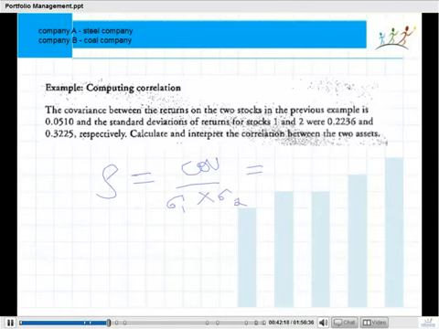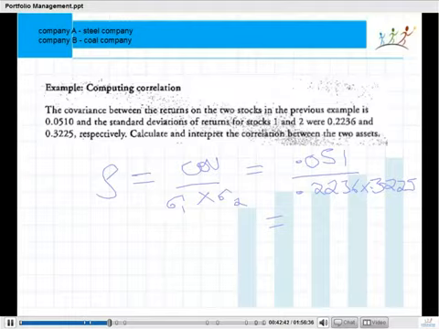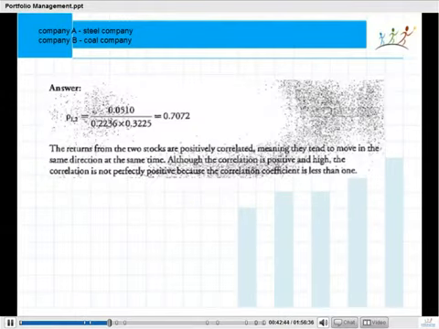So the covariance between the two assets is, remember, it was 0.051 or 5.1% divided by the product of the standard deviations, or 0.2236 multiplied by 0.3225. So it comes out to be equal to 0.7072. So a correlation number greater than 70% can normally be said to be a high correlation.